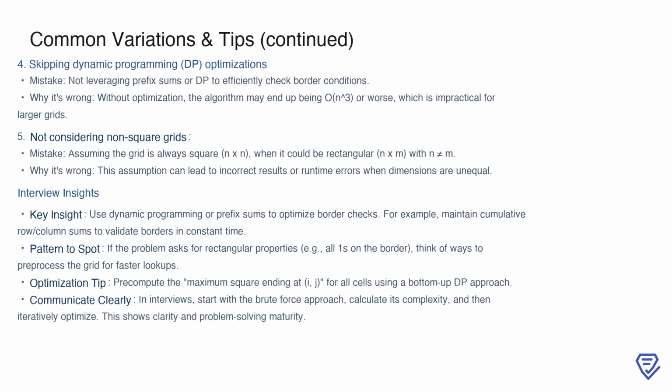To perform well in interviews, it's essential to optimize your solution thoughtfully. For instance, use dynamic programming to pre-compute values like the maximum square ending at each cell. This bottom-up approach not only speeds up validation but also demonstrates a clear understanding of the problem. When explaining your solution, start with the brute force method to establish a baseline, discuss its limitations, and then show how you improved it. This approach highlights your problem-solving skills and structured thought process.